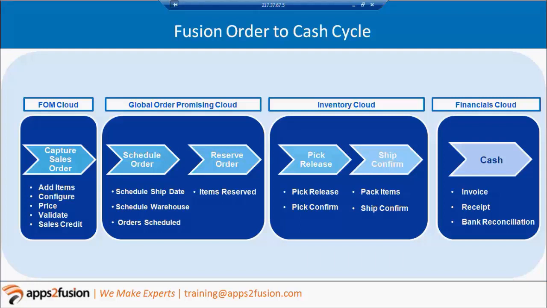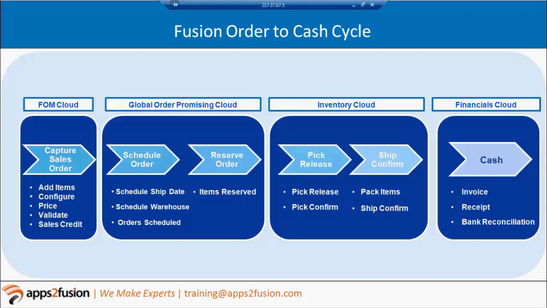So we run an ESS job and generate the invoice, and after that, the downstream flow continues of generating a receipt and then doing the bank reconciliation. All of that happens in the AR cloud, the financials cloud, and more particularly in the AR cloud. So this is how the order to cash cycle works in a Fusion environment. As a business process, it is the same or very similar to what we have in EBS, but how we get those things into the system is a little different.